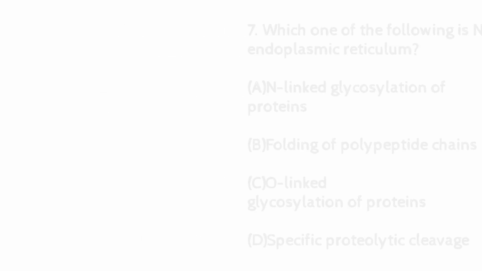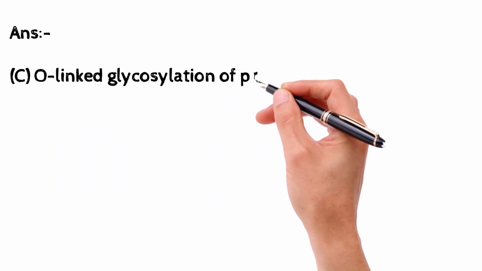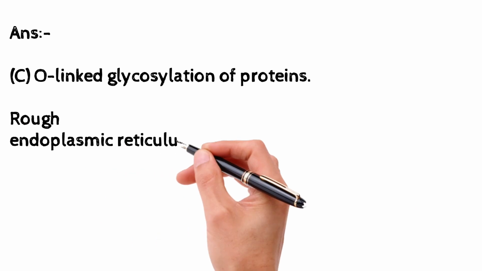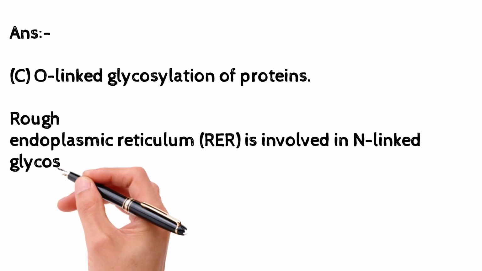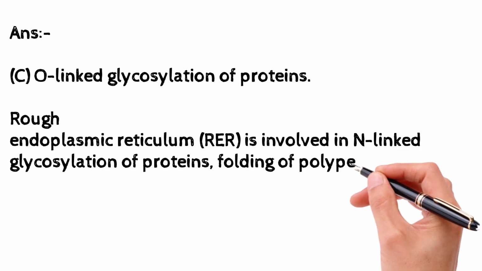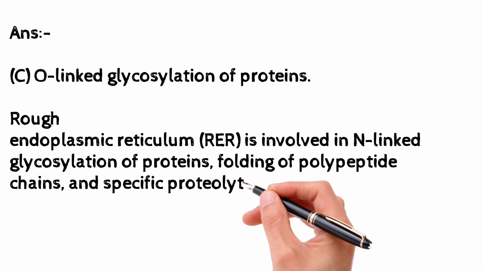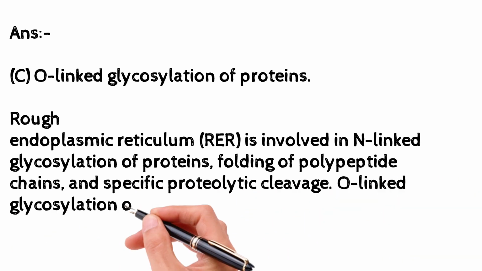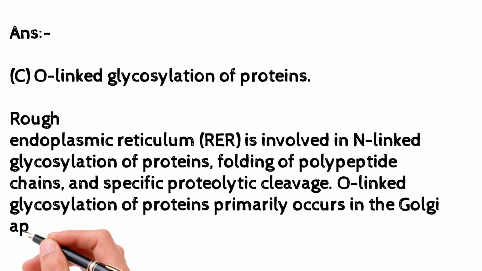O-linked glycosylation of proteins. Rough endoplasmic reticulum, RER, is involved in N-linked glycosylation of proteins, folding of polypeptide chains, and specific proteolytic cleavage. O-linked glycosylation of proteins primarily occurs in the Golgi apparatus. Moving on to the next question.